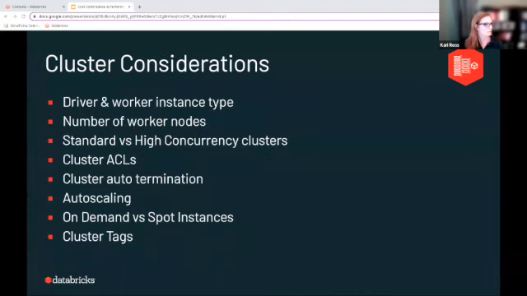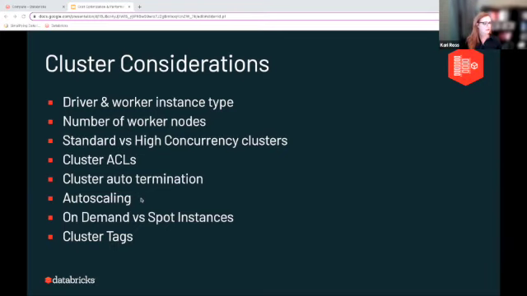So when you're looking at the cluster considerations, you're going to look at the instance type. Those are the VMs, the number of workers, and standard versus high concurrency, which we talked about, and that depends on how your users are going to use the cluster. Your access control list. Auto termination is a feature we have, so it will turn off. This is beneficial on those interactive clusters, so people don't leave them on and run all through the night when no one's using them. Auto scaling.